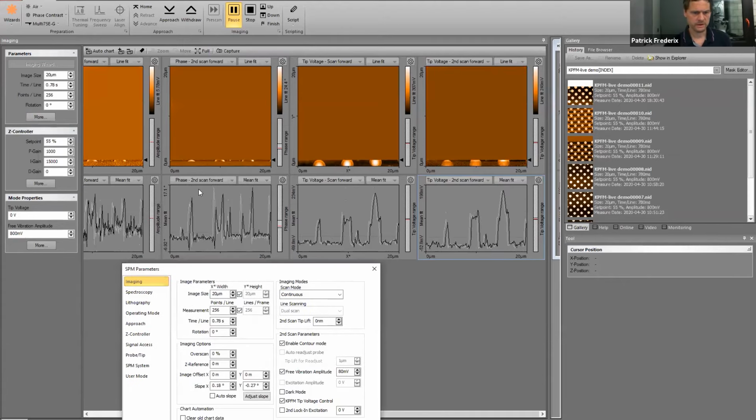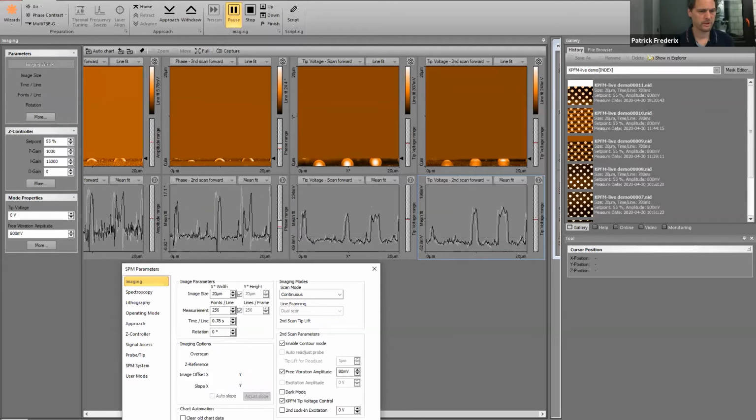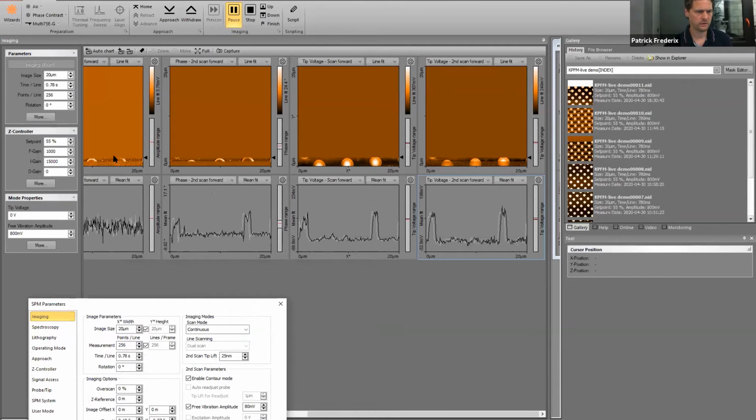What you also see is that you start to see the edges in the topography. That means I'm now a little bit too close. So I can now try to perhaps lift it by 25 nanometers, see whether that's enough. Yes, and now there's still a little bit to see in the phase, but now the amplitude hardly contains any information, so I'm hardly touching the surface now.